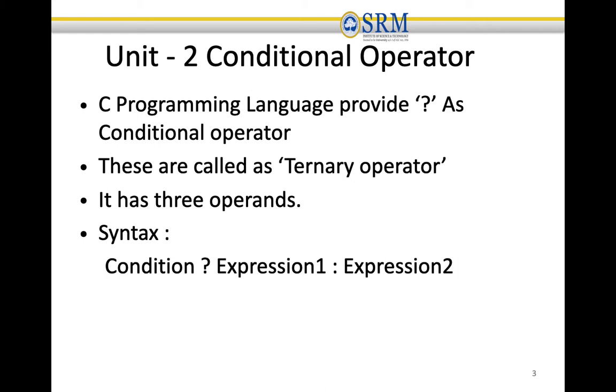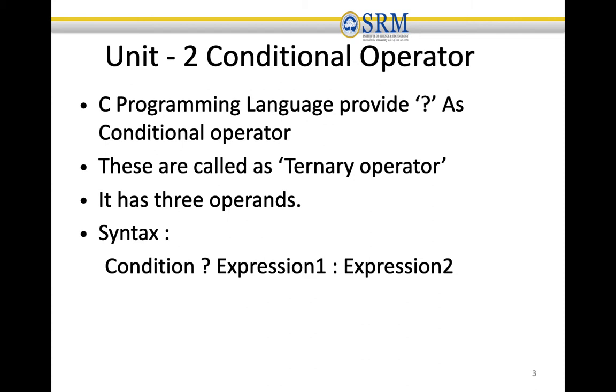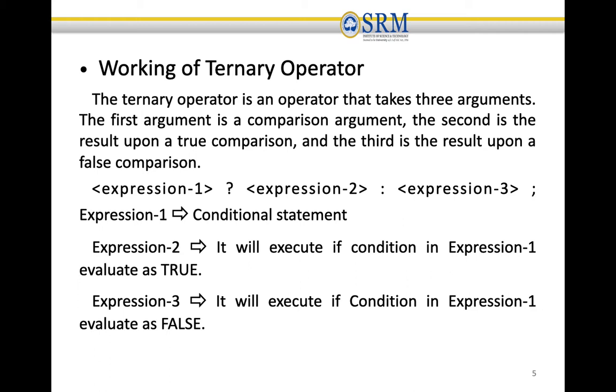If you see this syntax, it is very similar to an if else statement. In the if, the condition is checked; if the condition is true, expression 1 will get executed. In the else part, when the condition fails, expression 2 gets executed. Similarly here also, if the condition is true, expression 1 will get executed, and if the condition fails, expression 2 will get executed. So this is the working principle of the ternary operator.